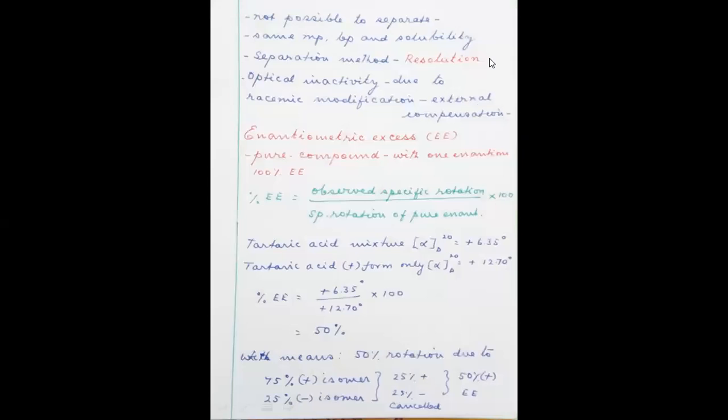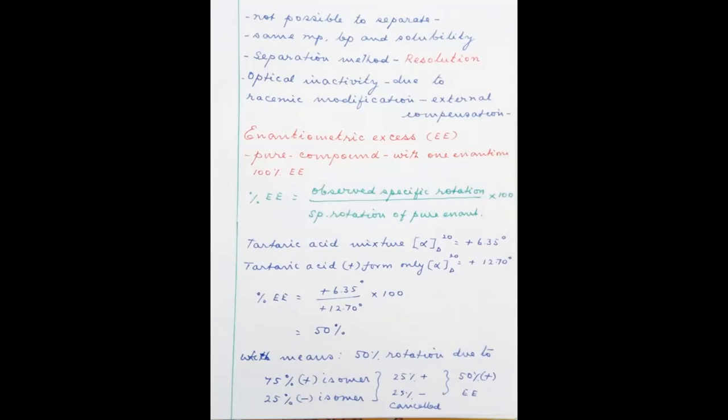Now look here. Normally, it is not possible to separate the enantiomers from the racemic mixture because they have the same melting point, the same boiling point, and the same solubility. It is not at all possible to separate them. But special methods are available. The separation of the racemic mixture into enantiomers is called resolution.